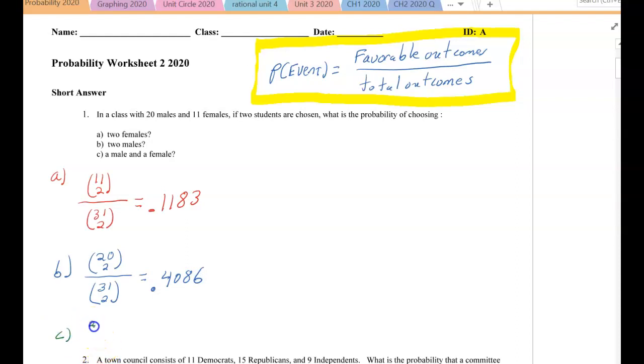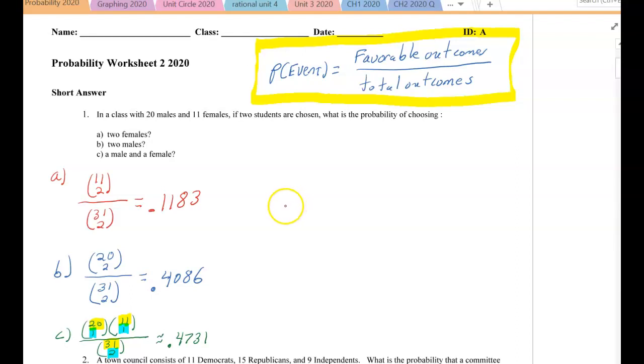For part C of the problem, I want 1 male and 1 female. So you can do 20 choose 1 times 11 choose 1 and divide by the total 31 choose 2. Those are the total outcomes. Notice when you do this, the 20 and the 11 add up to 31, and the 1 and the 1 add up to 2. When you type this into your calculator, you get approximately 0.4731.